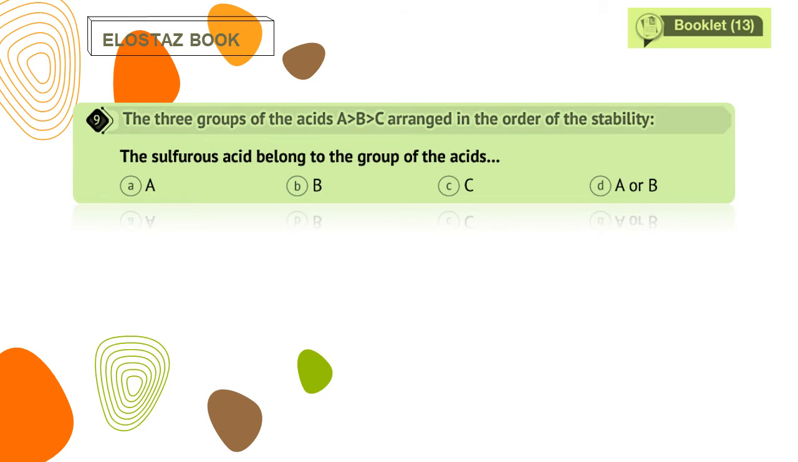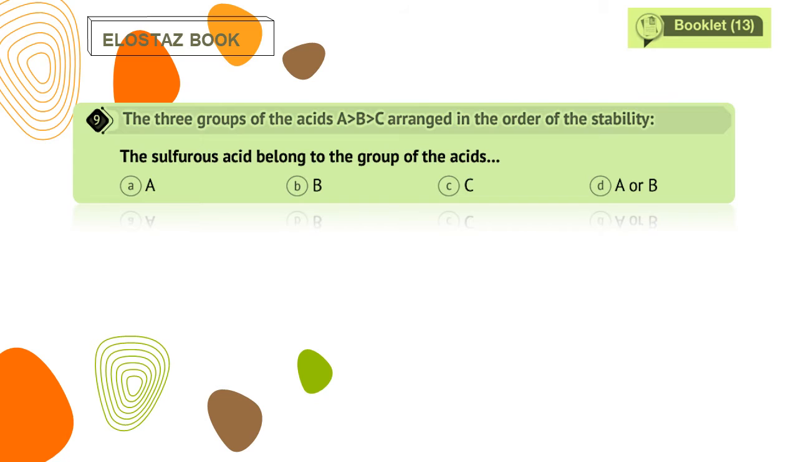Question 9 says that the three groups of acids A greater than B greater than C are arranged in order of stability. So the more stable one here will be acid A, and the least stable will be acid C. Which group does the sulfurous acid belong to? Is it one of the more stable, intermediate, or less stable?